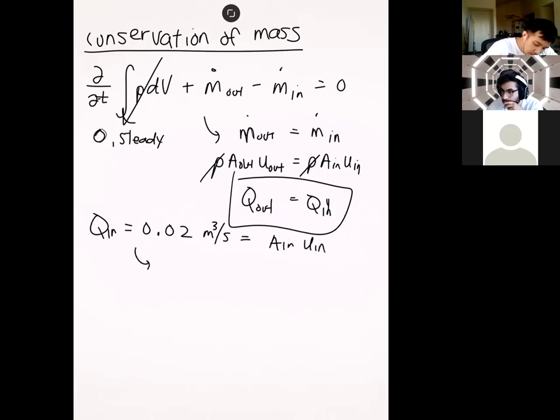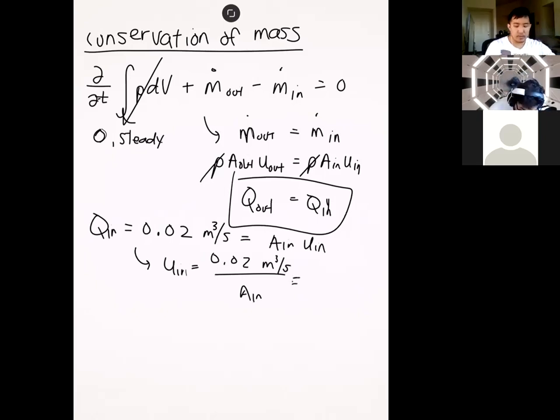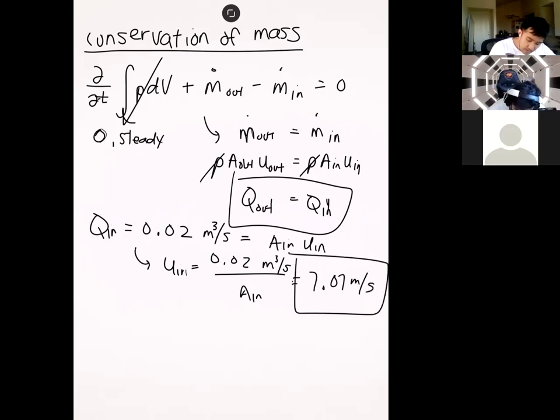Okay, and so we can say that u in is equal to 0.02 meters cubed per second divided by A in. We can compute A in from the diameter. We're given a diameter of 6 centimeters for our inlet. If we plug that in and compute its area, pi over 4 d squared, we get 7.07 meters per second.